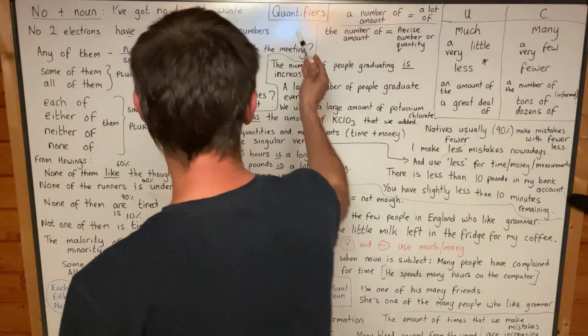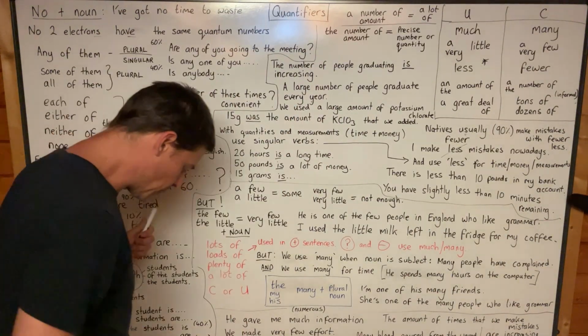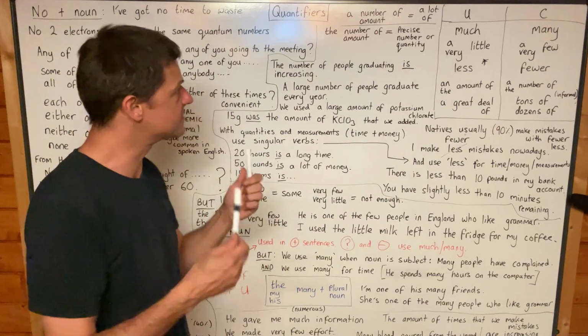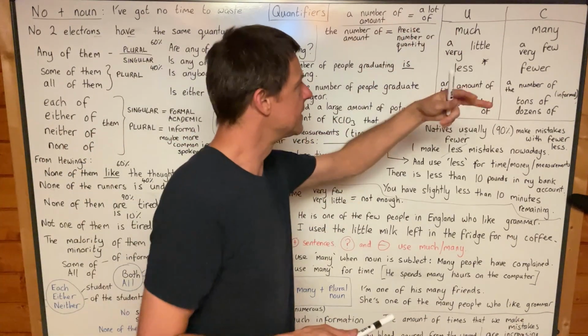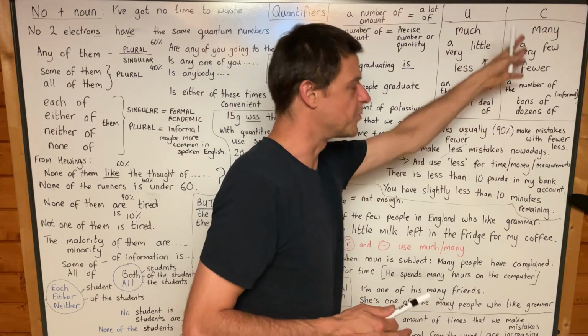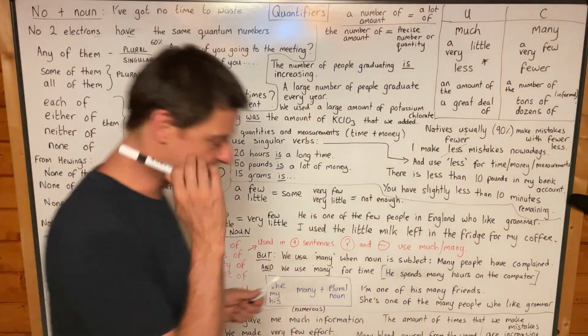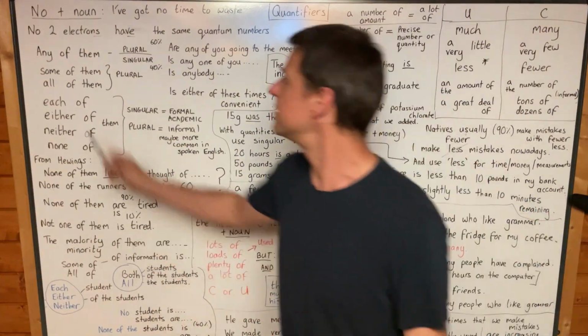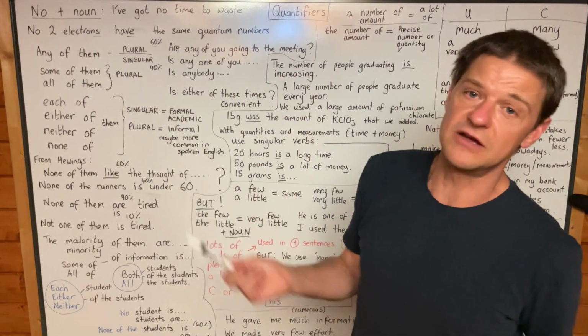Okay, welcome to a class on quantifiers. Quantifiers are determiners. They're a type of determiner. And we're going to look at quantifiers used with uncountable and countable nouns in a moment. But first, let's look at no plus noun, because you very often see this, yeah?